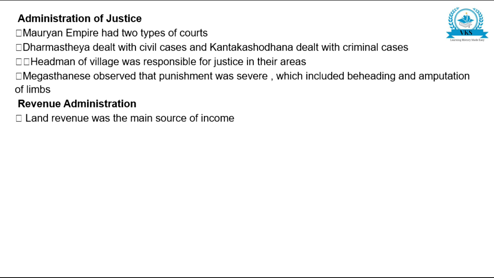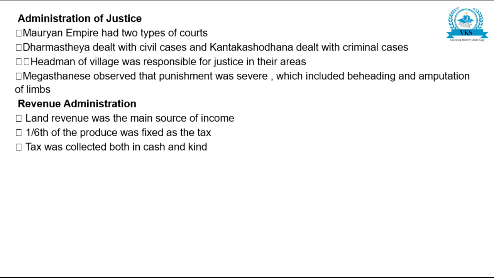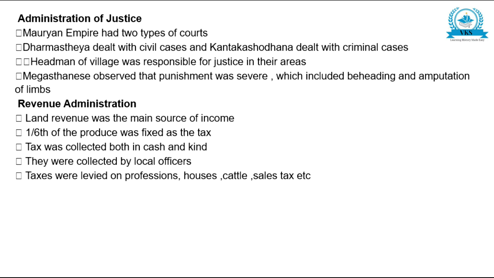Revenue administration: land revenue was the main source of income. 1/6 of the produce was fixed as tax. Tax was collected both in cash and kind. They were collected by local officers. Taxes were levied on professions, houses, cattle, sales tax, etc.